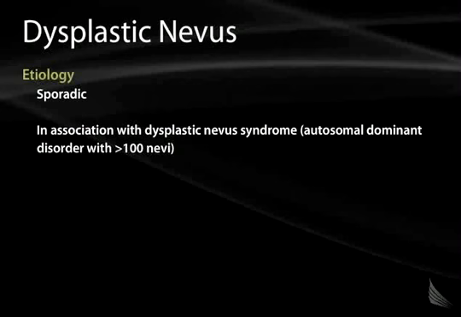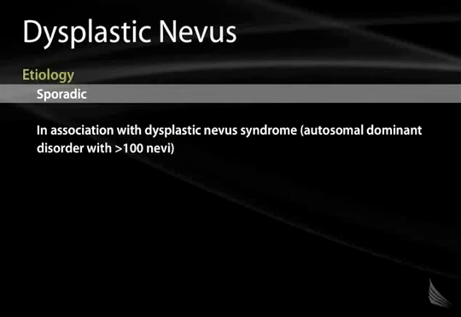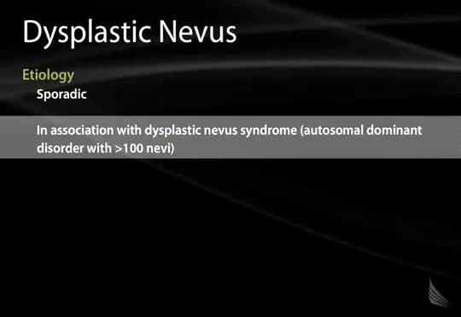Dysplastic nevus or atypical nevus usually occurs sporadically. They may occasionally be associated with dysplastic nevus syndrome, an inherited disorder where a person has greater than 50 or even 100 atypical nevi. Atypical nevi are clinically noted due to their asymmetry, their irregular borders, their color changes or color variegations, their diameter being greater than 6 millimeters, and either evolution or changes in behavior or elevation.